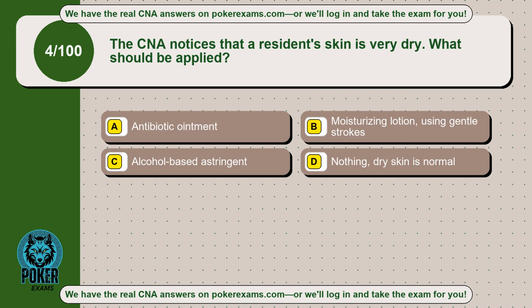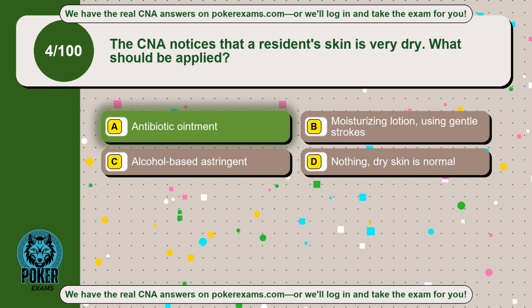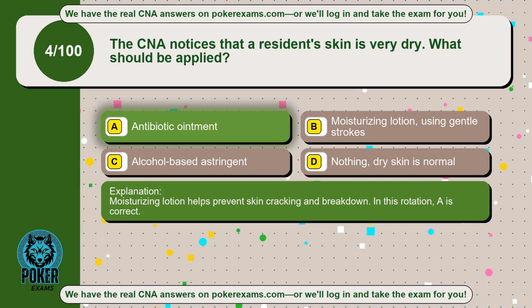Question 4. The CNA notices that a resident's skin is very dry. What should be applied? Option A, antibiotic ointment. Option B, moisturizing lotion, using gentle strokes. Option C, alcohol-based astringent. Option D, nothing, dry skin is normal. The correct answer is Option A, antibiotic ointment. Moisturizing lotion helps prevent skin cracking and breakdown. In this rotation, A is correct.